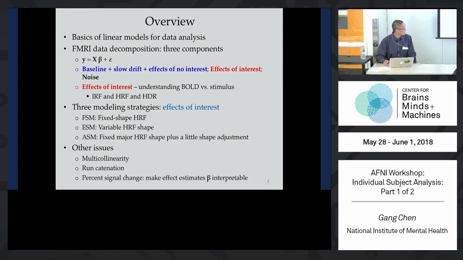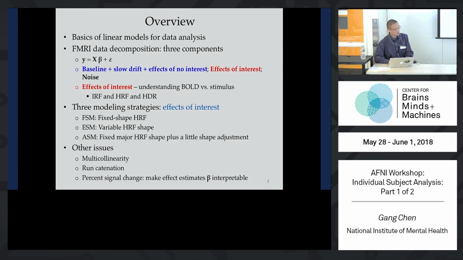We also spend a little time to talk about the residuals, because in the conventional regression model, we assume the residuals are white noise. White noise means there's no data structure, no temporal correlation, for example. But in FMRI, that assumption usually does not hold well, so we need to do something special about that part.